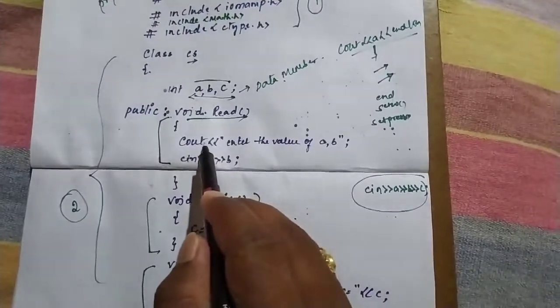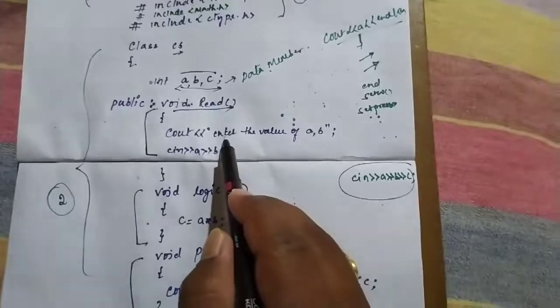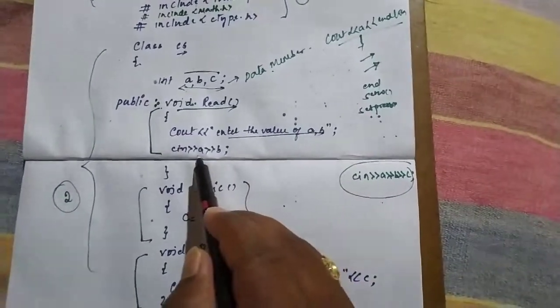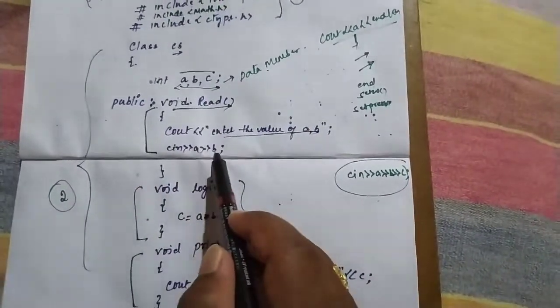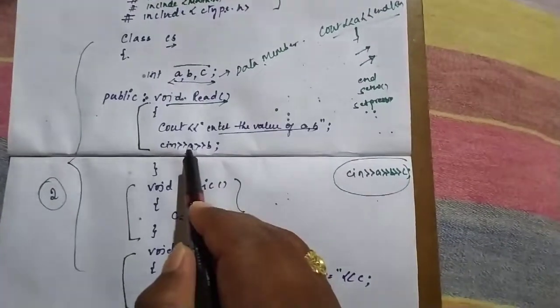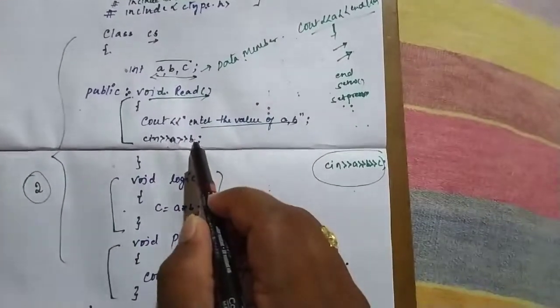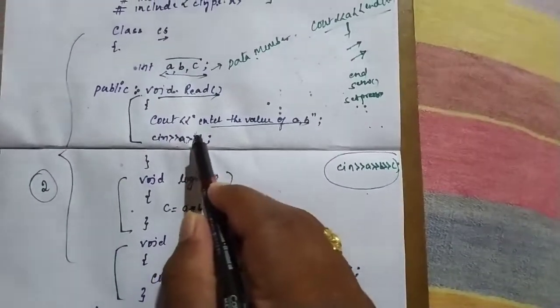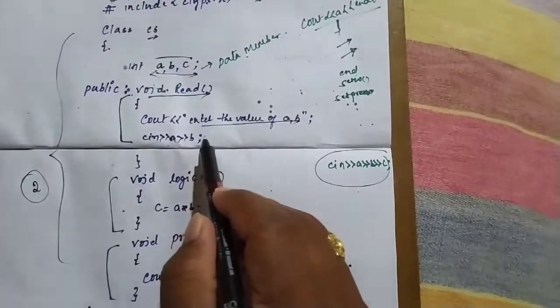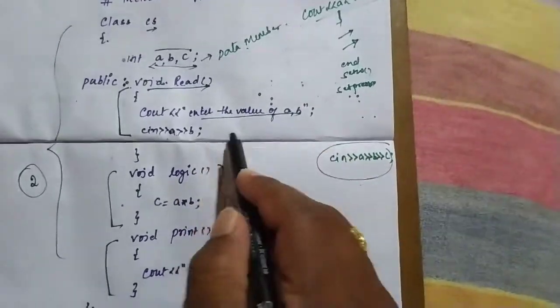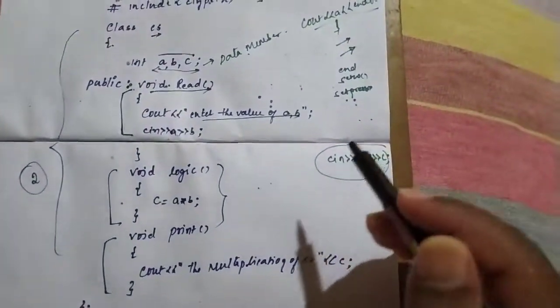Here I'm telling why I have declared these A, B, C. I want to give some value for A and B so that I can multiply A and B easily. How many variables, that many extraction symbols. For example, if you want to read three variables, so A, then two greater than symbols, B, again two greater than symbols, C. If you have more, then more greater than symbols followed by the variable.